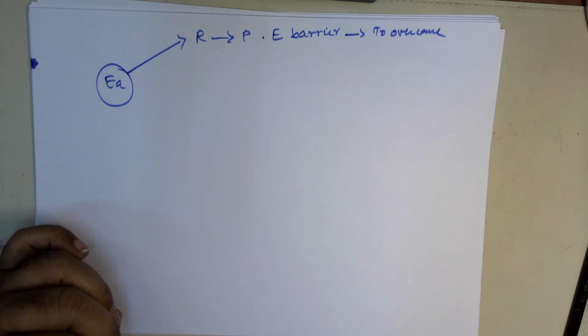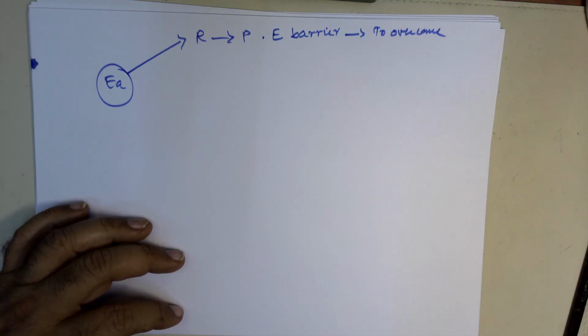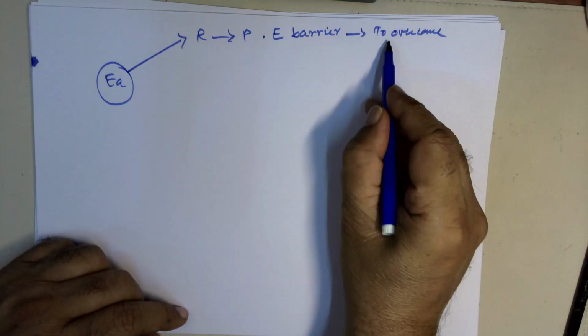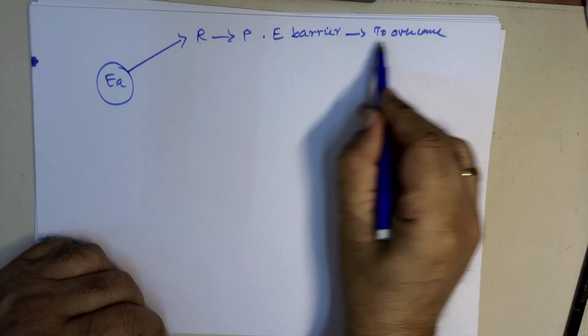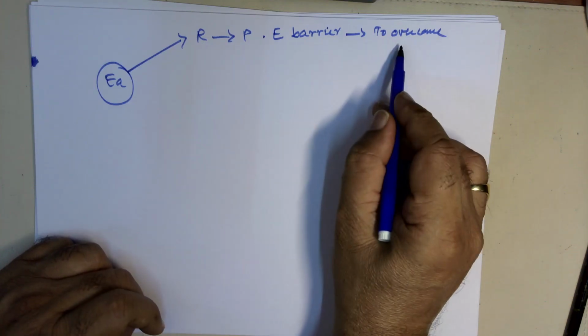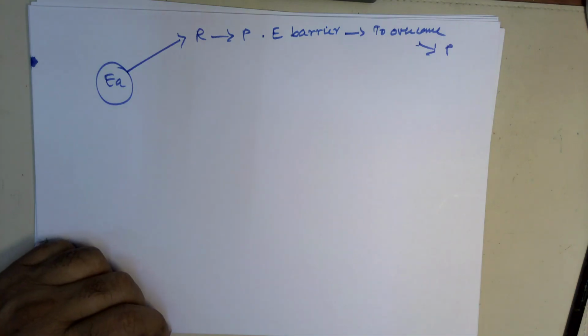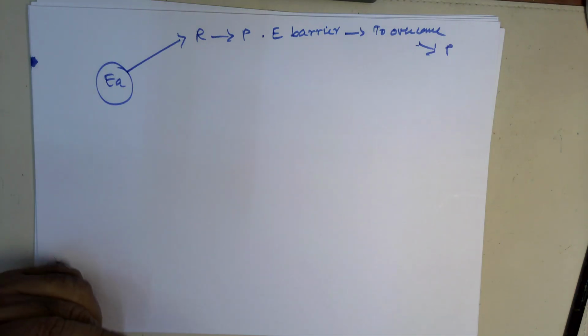And only those encounters in which the reactant molecules have sufficient energy to cross this barrier are declared pass. They become the products. Right? So those who are capable of overcoming this energy barrier can become the product. Okay, so this is about the energy of activation.